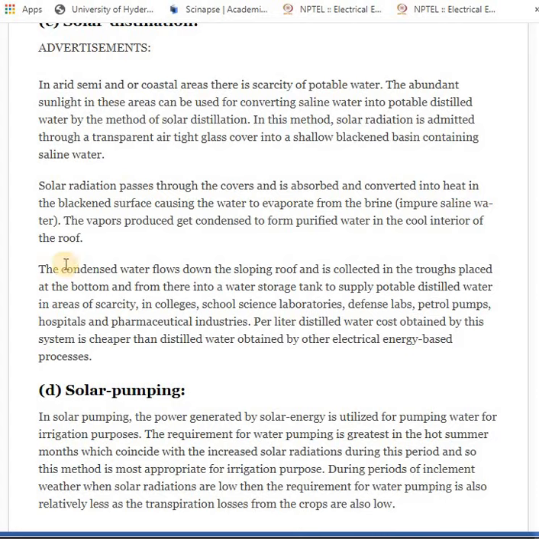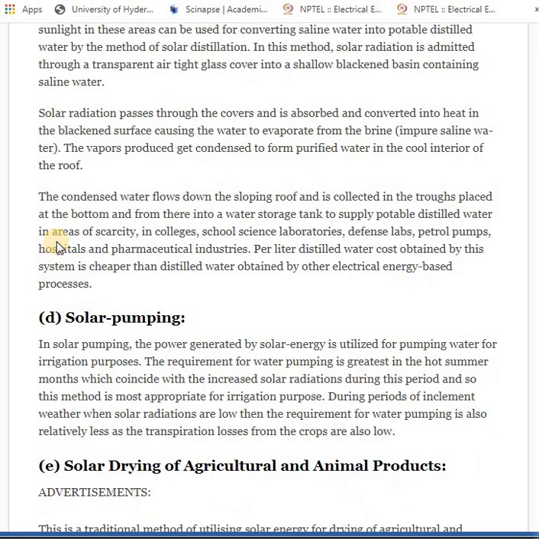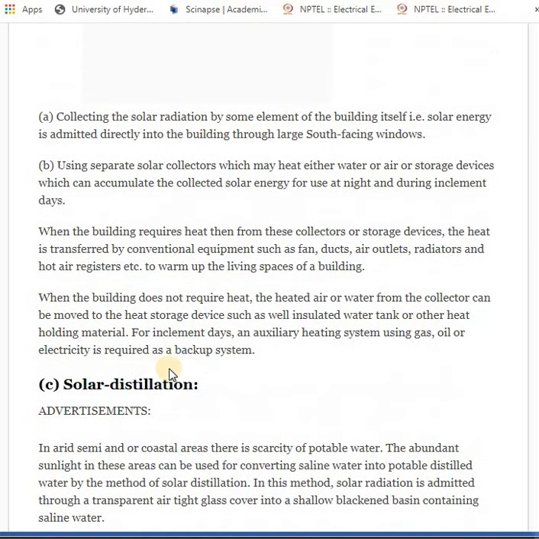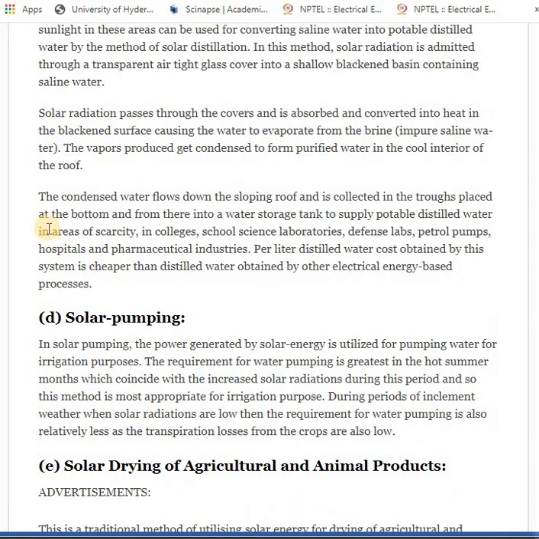The impure saline water vaporizes and the vapors get condensed in the form of pure water in the cool exterior of the roof. The condensed water flows down the sloping roof and is collected through the trough placed at the bottom. So what is happening in solar distillation is that your saline water is being evaporated and is collected in the form of pure distilled water.